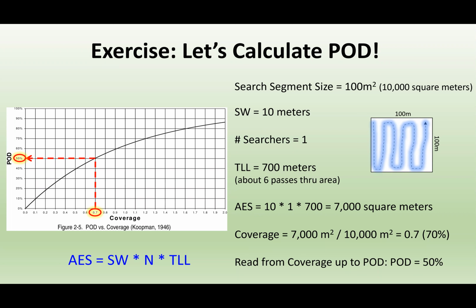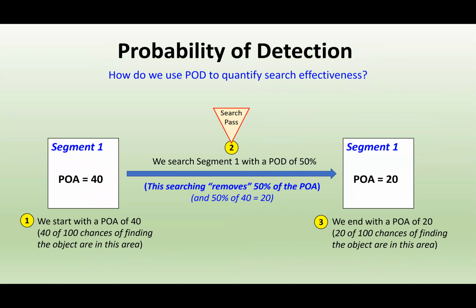Now, in the real world, we don't carry this chart with us, but we have this formula that describes this curve embedded in an Excel spreadsheet. And so we just plug the numbers in and it calculates that for us. Okay. So now we know how to calculate POD, and we can now look at how it's used to quantify search effectiveness. Sort of a long road to get to this point.